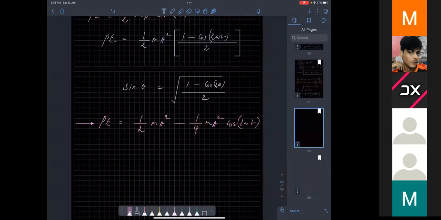So this constant will just lift the graph up because it is added to this. And this will be a periodic function with frequency 2 omega, which implies the angular frequency is 2 omega. Correct?